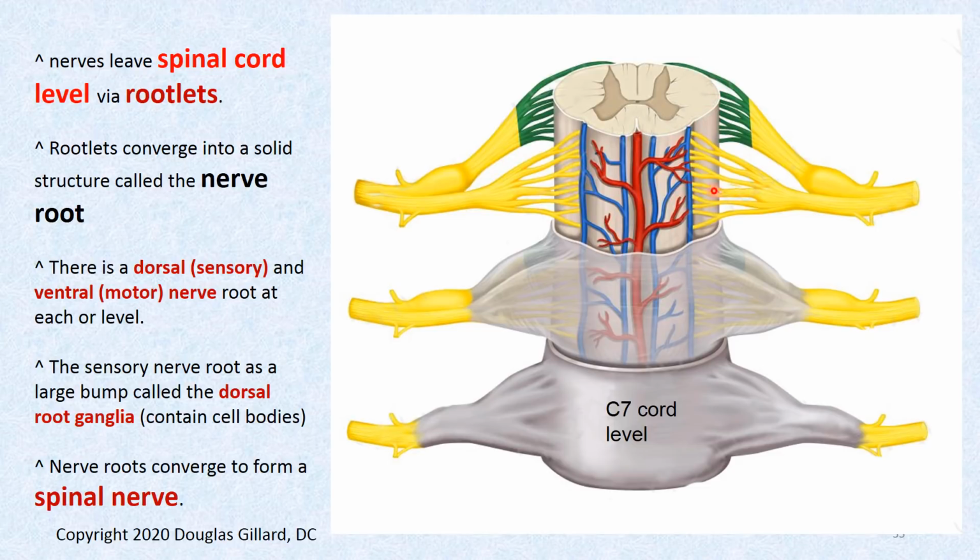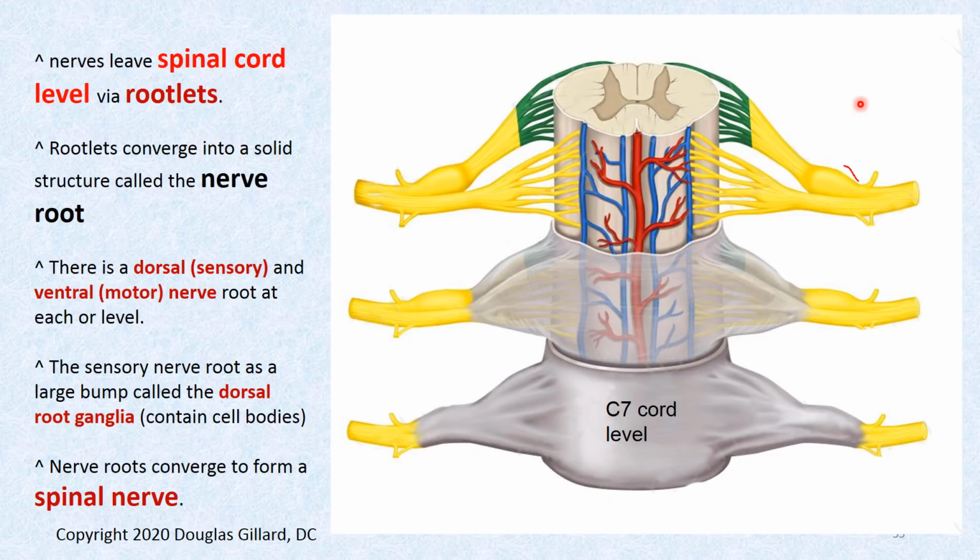But at each cord level, it looks like a tree, right? These look like roots coming out of the ground. The ground would be the spinal cord. These are called the nerve rootlets. And they give rise to a spinal nerve root. Sometimes they're just called the nerve root, right? So same thing here. Now we have two types of these things.